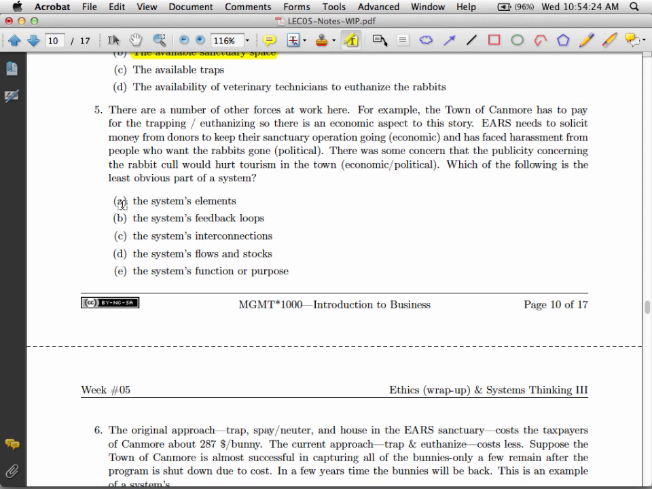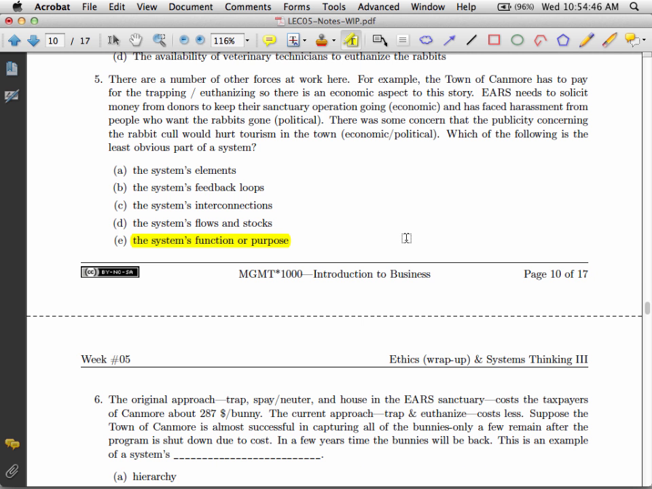And we have a system, we have elements, we have rabbits and coyotes and trappers and politicians and sanctuary people and all that kind of stuff. We can see the feedback loops, we discussed those above. We can see the interactions between these very different bits. The system's function or purpose, though, the aim of the system, to use the words of Edwards Deming and so on, is really the tough nut to crack. The least obvious part of the system is the function or purpose.